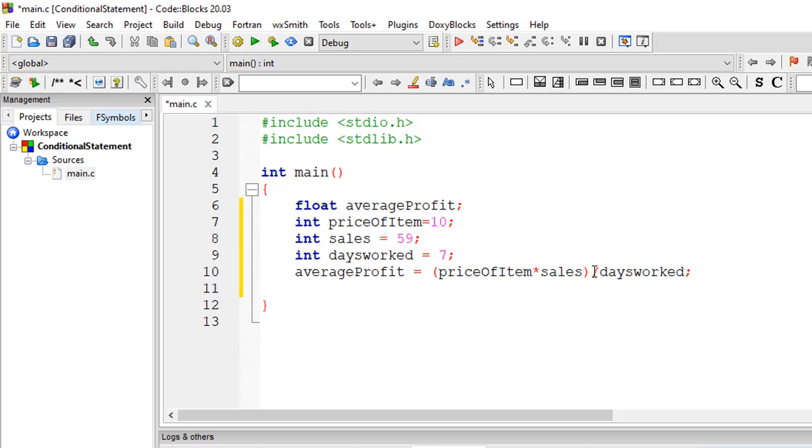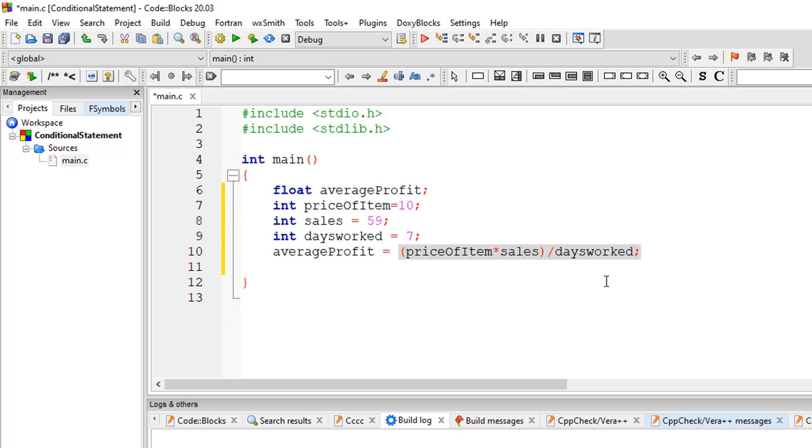Okay. But I want to mention that average profit is a variable of float type. You can see here, this is a float type variable. But price of item, sales, and days worked are all integers declared in the program. I am actually assigning integer types to the float type variable. So what will be the answer? Since these are integer type variables, it will return an answer with no decimal. If there is a decimal, it will not return the number after the point.